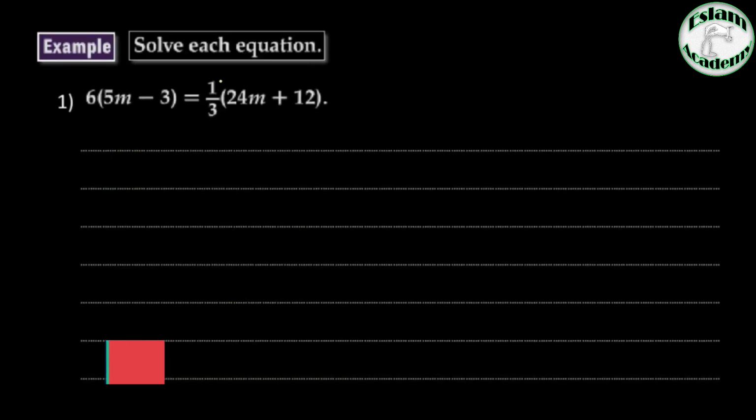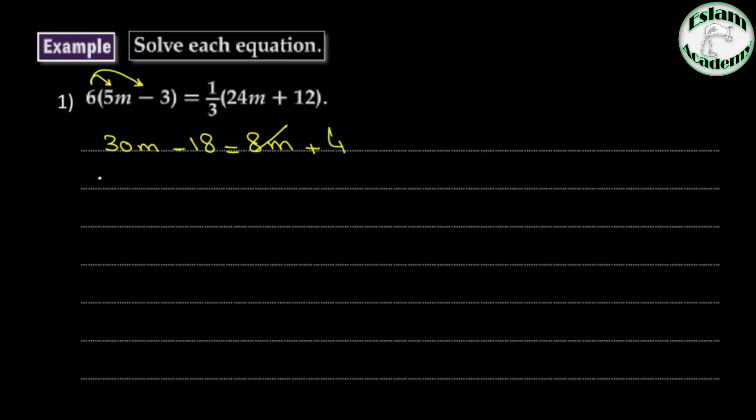Solve each equation. Number 1. 6 times (5m minus 3) equals 1 over 3 times (24m plus 12). Now to solve, we need to simplify the equation first by using the distributive property, so we multiply 6 times 5m and 6 times 3. 6 times 5m equals 30m. 6 times negative 3 equals negative 18. 1 over 3 times 24m equals 8m. 1 over 3 times 12 equals 4.